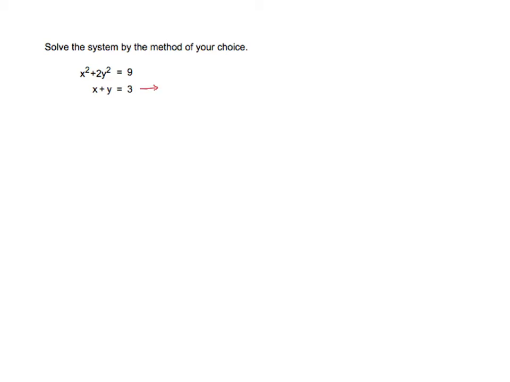So the second equation is really saying x is 3 minus y. I'm now going to put that x right here. So if we restate the problem, it's really (3 minus y) squared plus 2y squared is equal to 9. This is the equation that we want to solve. So we have to square this thing out. I think I'll just do that off to the side.